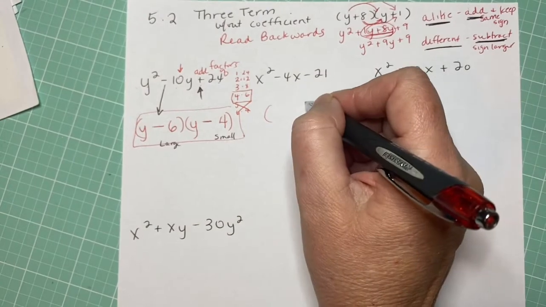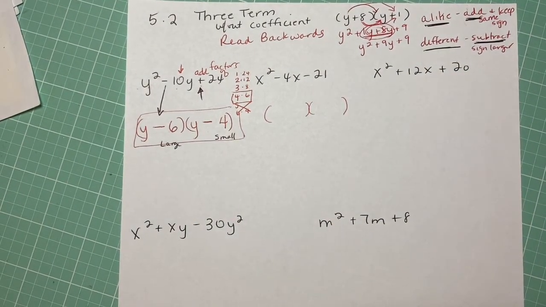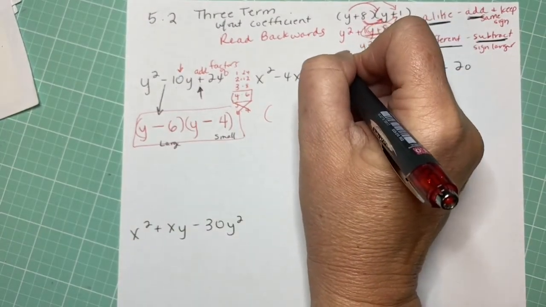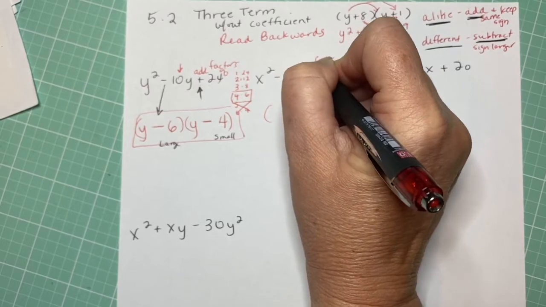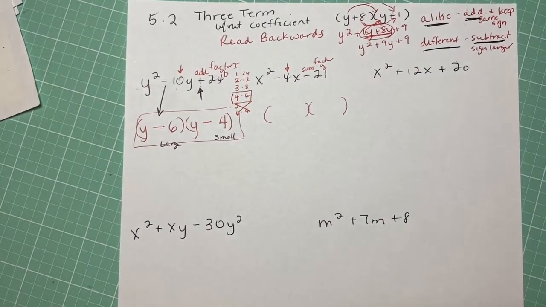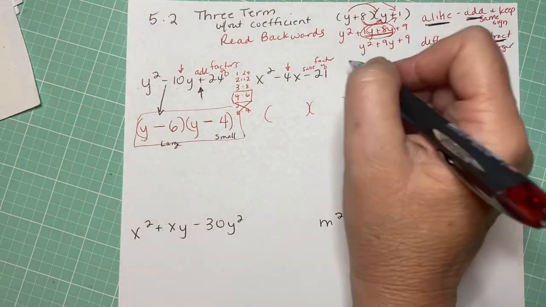Let's try another one. So again, 3 terms without a coefficient. We know we're going to go straight to 2 parentheses, and we're going to read it backwards. This time I want factors of 21 that subtract to be 4. So this last sign is really important. It tells you, do you need them to add or do you need them to subtract? And it also affects your signs in the end.